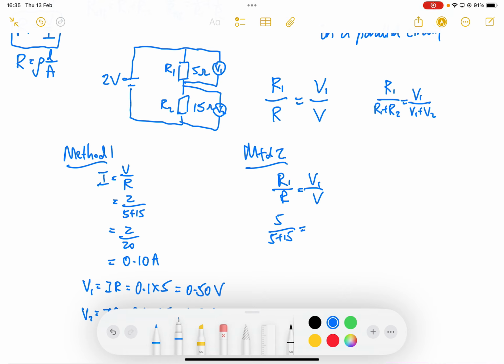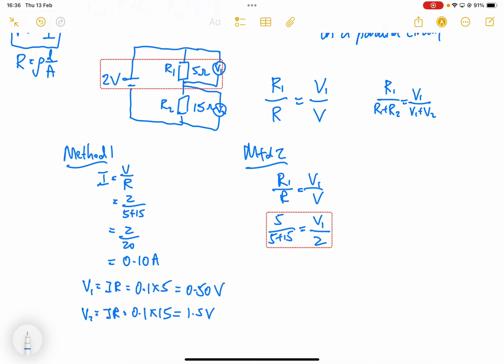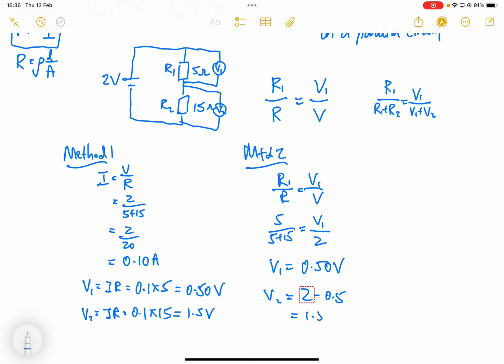So 5 over 20 is equal to V1 over total EMF, which is 2 volts. So V1 is equal to 5 over 20 times 2, which is 10 over 20, 0.5 volts. Then once you know V1, you know V2, right? Just take the total EMF minus V1. So 2 minus 0.5 is 1.5.